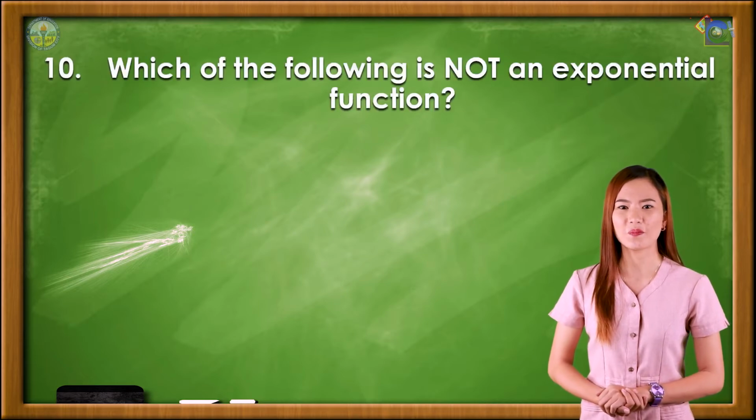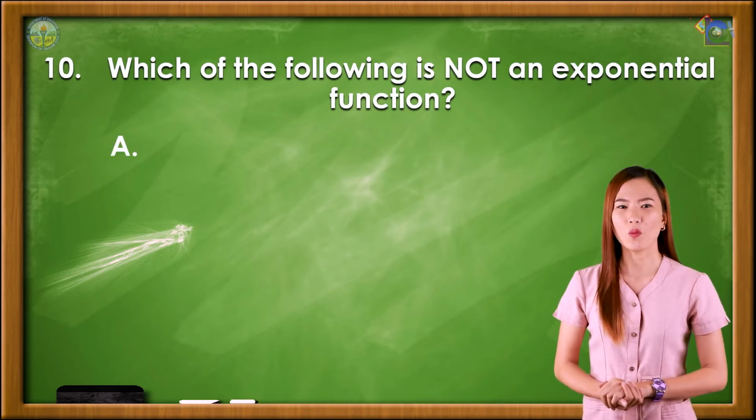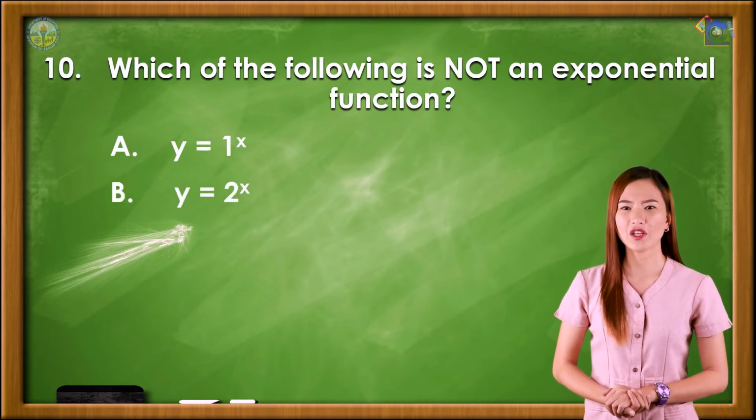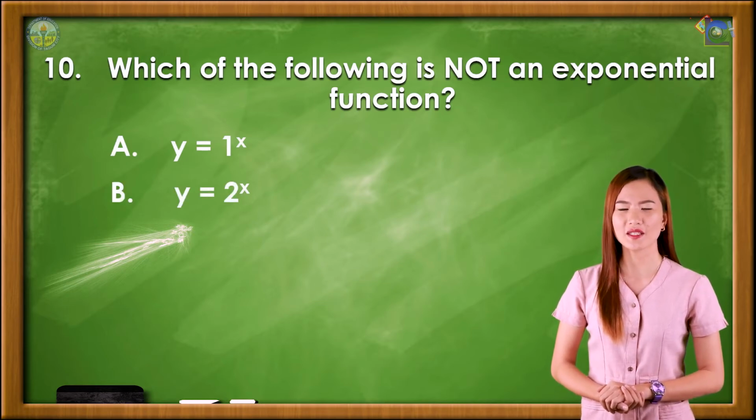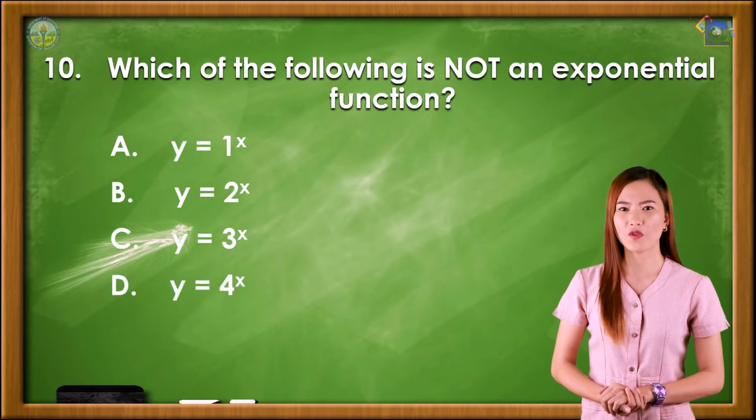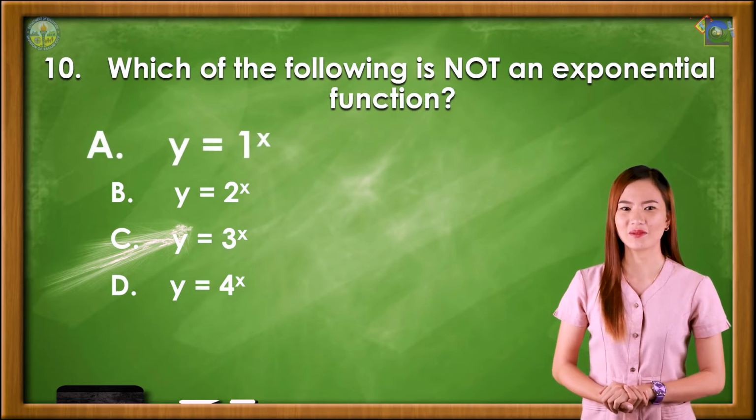Question number 10. Which of the following is not an exponential function? A. y equals 1 to the power of x. B. y equals 2 to the power of x. C. y equals 3 to the power of x. D. y equals 4 to the power of x. The correct answer is letter A.